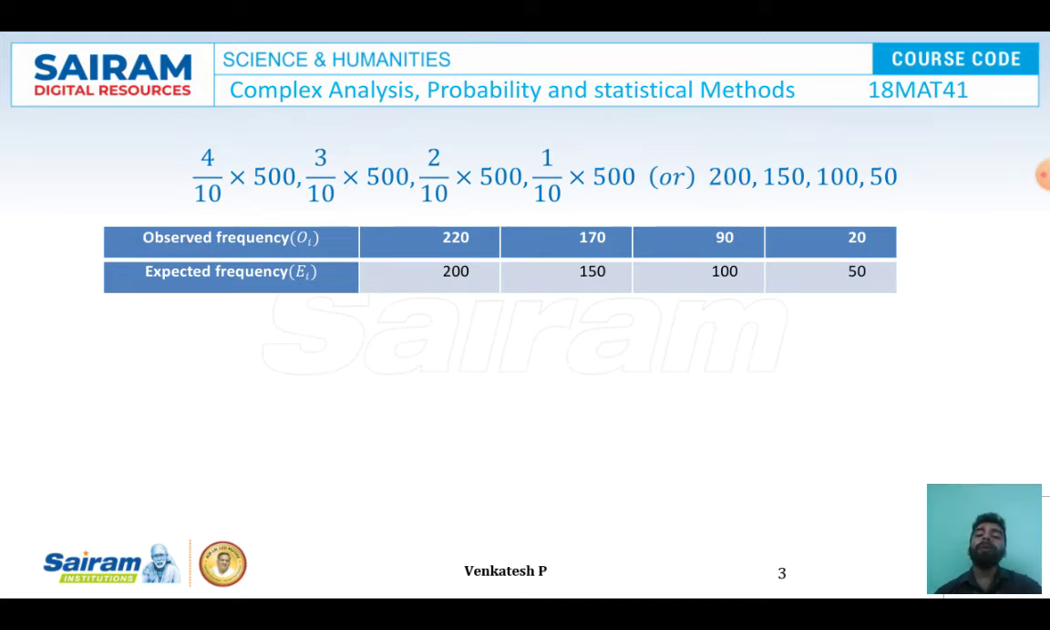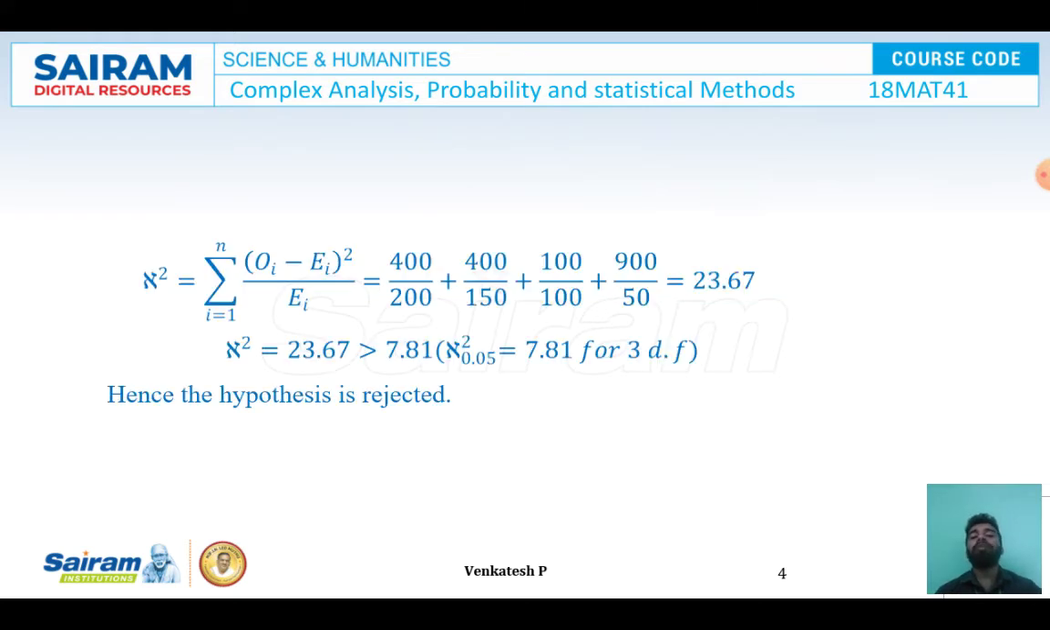Now I'll be making the table of observed frequency and expected frequency. Oi is what they have given: 220, 170, 90 and 20. And the expected frequency Ei is 200, 150, 100 and 50. Now I am going to check whether the hypothesis is true or not. Take the formula: chi-square is equal to summation i from 1 to n of (Oi minus Ei) whole square divided by Ei.